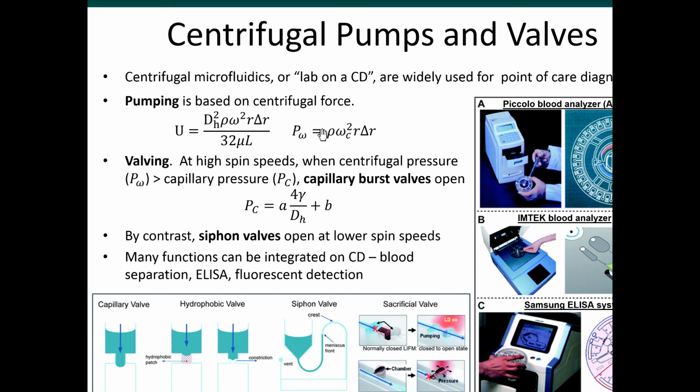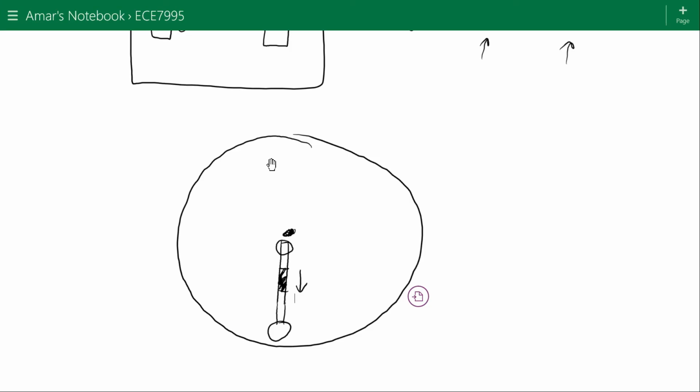And the centrifugal force generates a pressure, and that pressure is proportional to the density, proportional to the rotation rate squared, and proportional to the radial coordinate of where that plug is on the disk. So that's pumping, okay? The first generation of centrifugal devices, which was done well before the microfluidics era, just showed that you can move fluids from here to here. Okay, that's interesting, that's good.